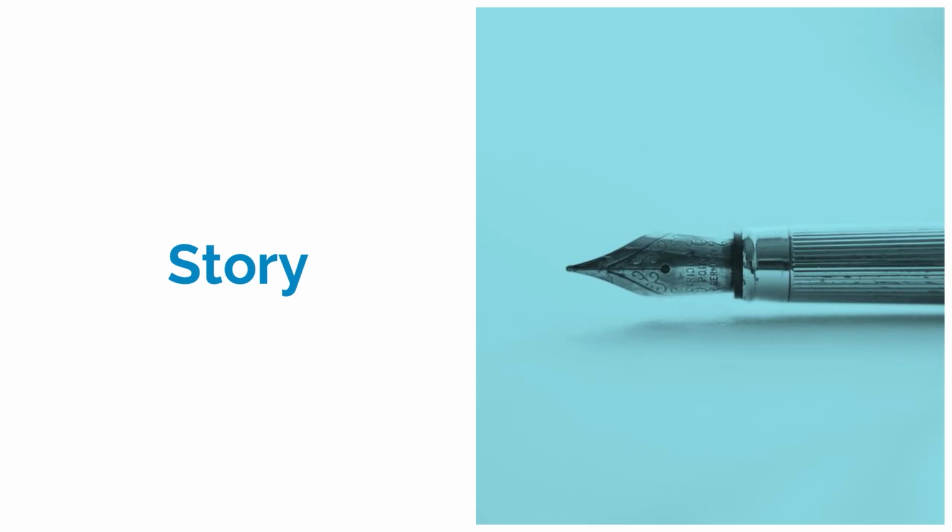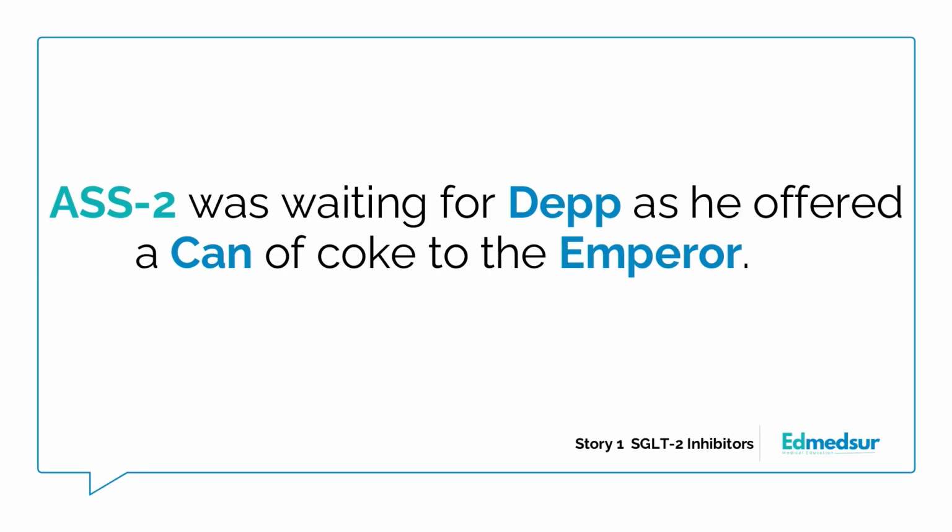Story. Now we will create a story to link these words together. The story is: AS2 was waiting for DEP as he offered a can of Coke to the Emperor. The sequence is AS2, DEP, CAN, and Emperor.